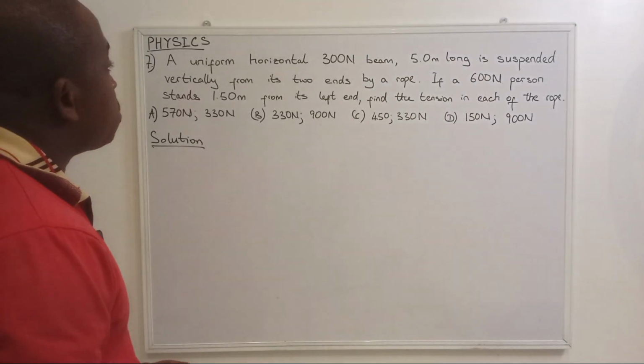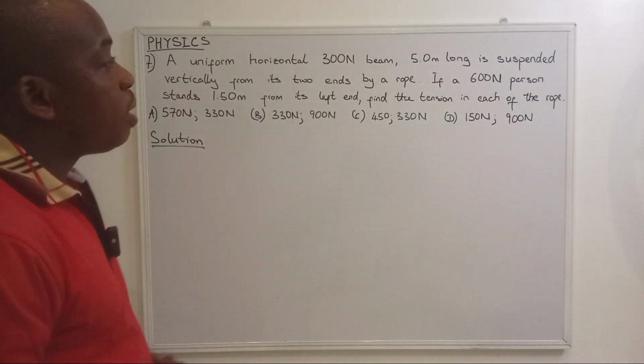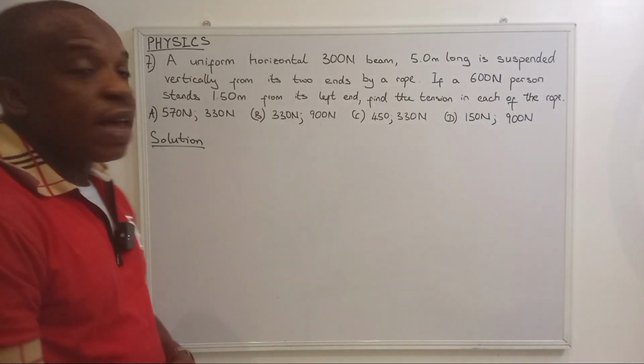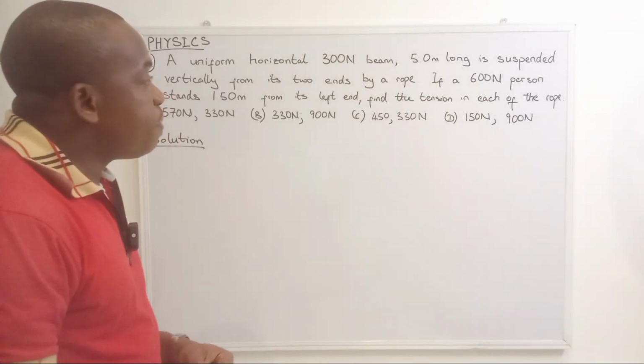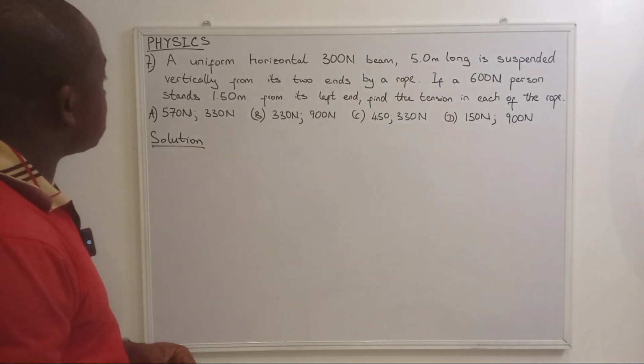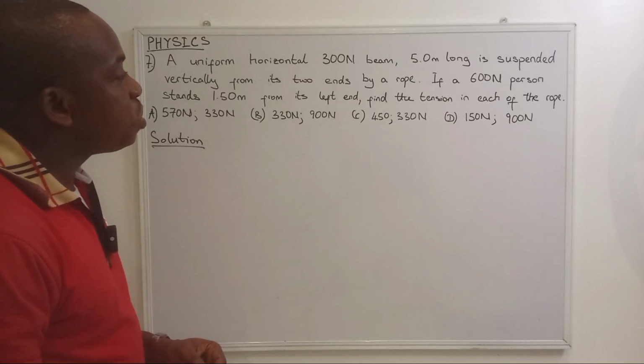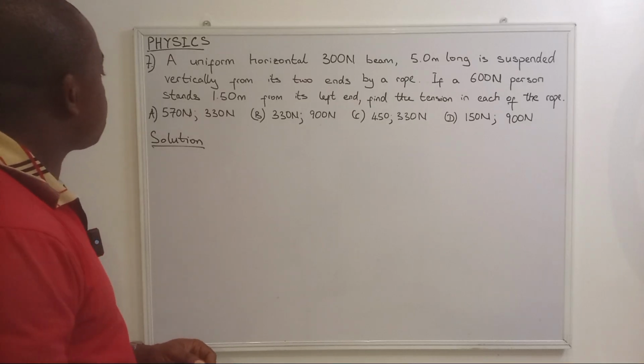A uniform horizontal 300 Newton beam, 5 meters long, is suspended vertically from its two ends by a rope. If a 600 Newton person stands 1.5 meters from its left end, find the tension in each of the ropes.